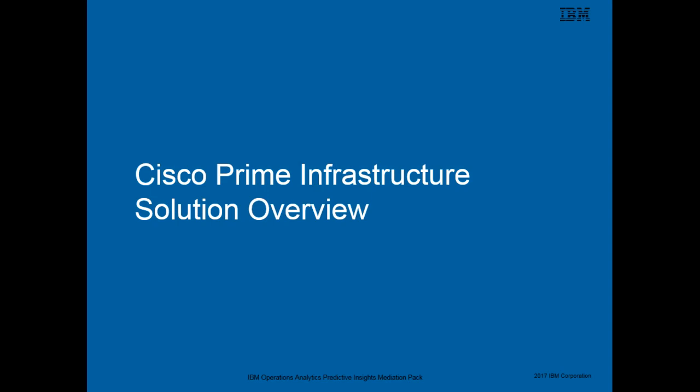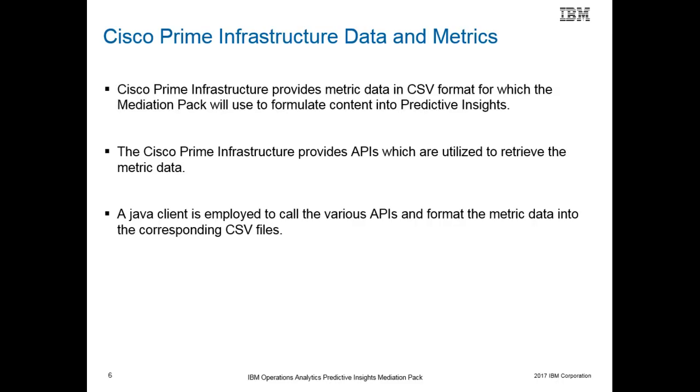We will now discuss the Cisco Prime Infrastructure Solution Overview, which includes the topics of the source of the metrics to be ingested by Predictive Insights. As mentioned before, the Cisco Prime Infrastructure provides metrics by API calls. The Mediation Pack Java client utilizes the API call to retrieve the metrics and then writes the metrics into CSV formatted files. Predictive Insights is configured to pull in the content from the CSV files.